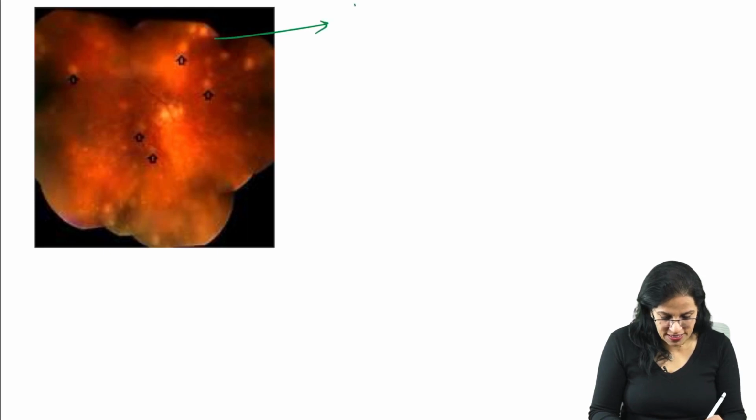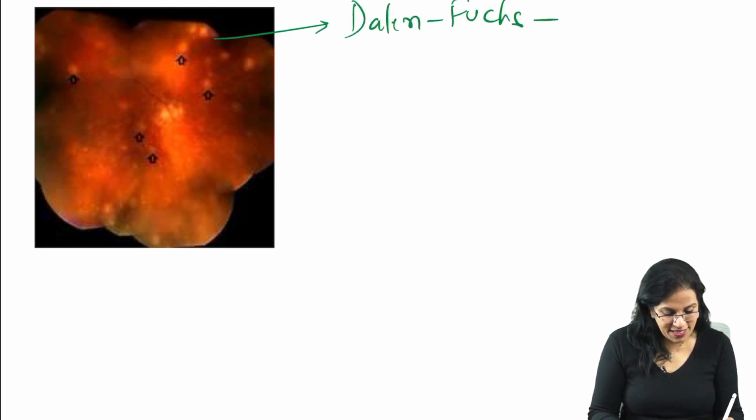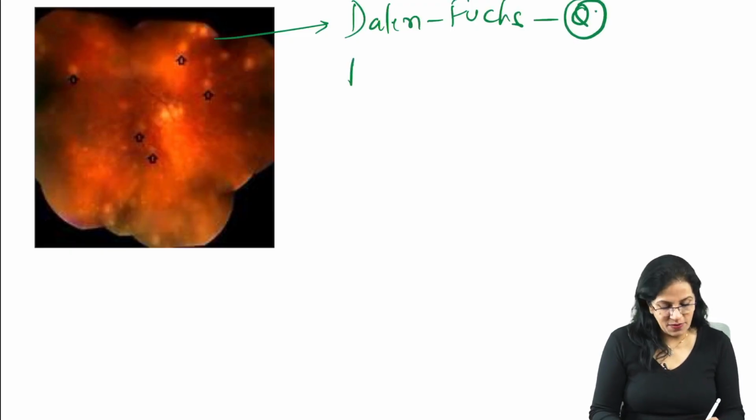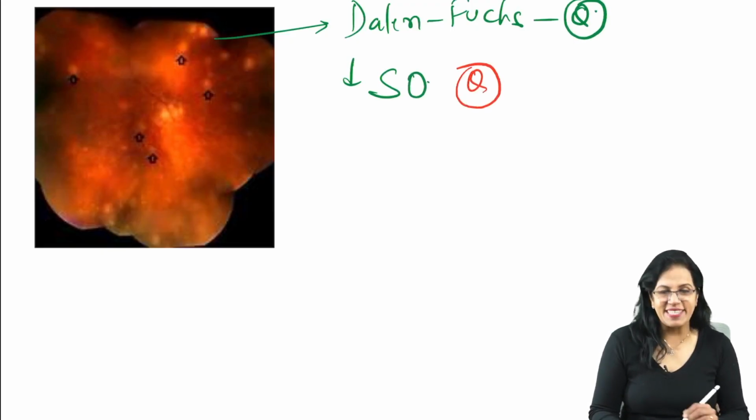We come to this one. What is this? Very, very important. What you are looking at is Dalen Fuchs nodules. Exam question: where do you see that? Make a cue. Yes, we are talking about sympathetic ophthalmitis. Very important topic. Please revise.